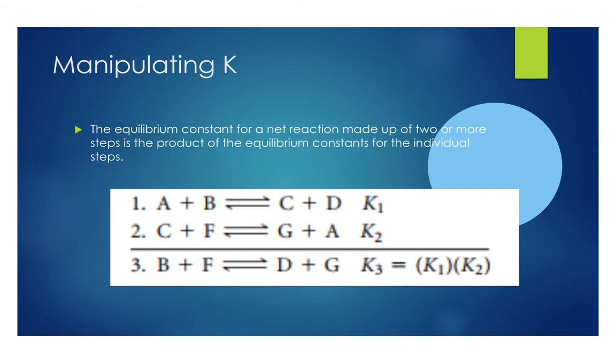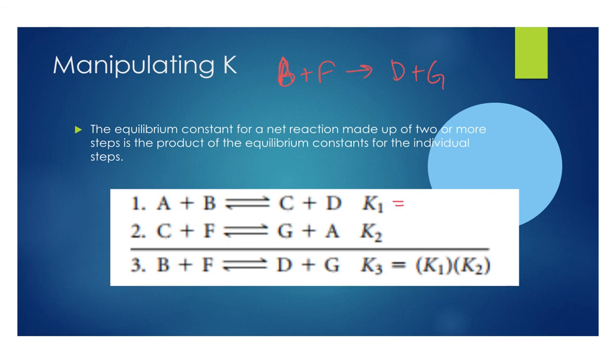And last but not least, the equilibrium constant for a net reaction made up of 2 or more steps is the product of the equilibrium constants for the individual steps. So, for example, let's say we have this reaction, which if I roll it out here is B plus F goes to D plus G. Let's say we want to find the equilibrium constant for that, but we don't know what it is. However, we do know the equilibrium constants for our 2 elementary steps.